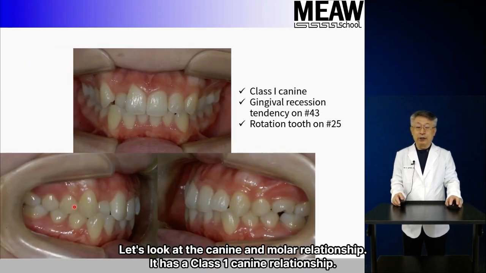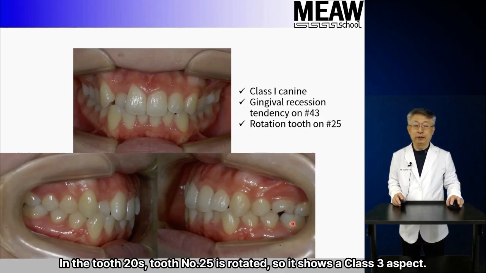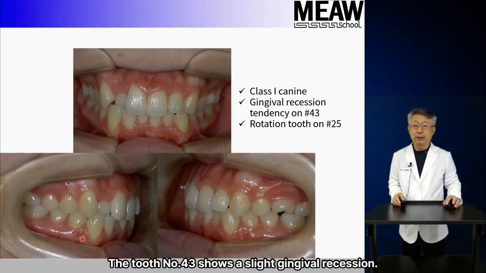Let's look at the canine and molar relationship. It has a class 1 canine relationship. In the tooth 20s, tooth number 25 is rotated, so it shows a class 3 aspect. The tooth number 43 shows a slight gingival recession.